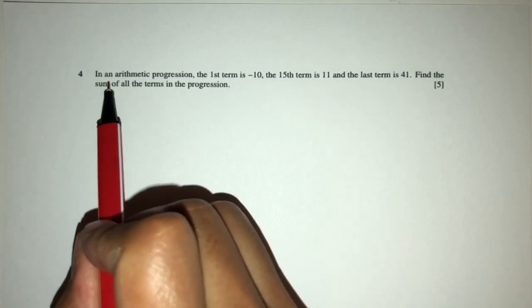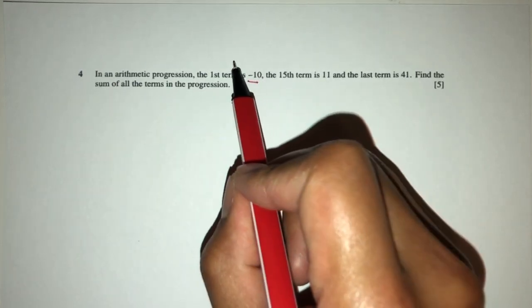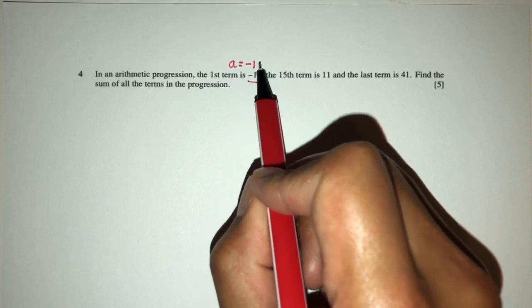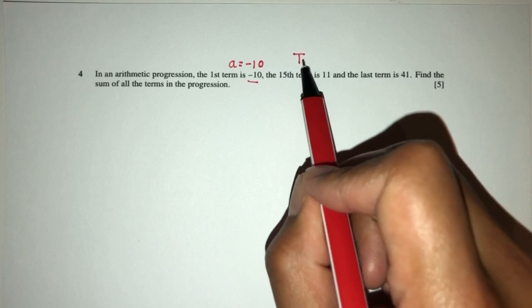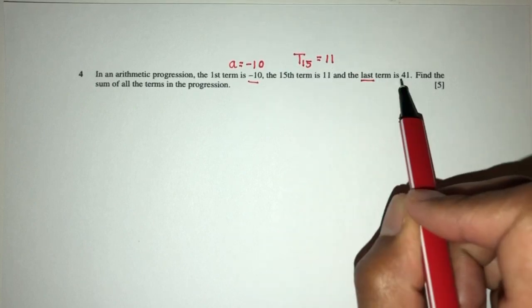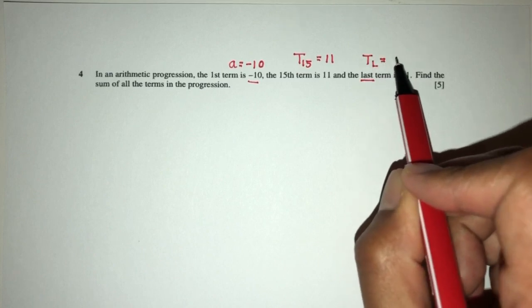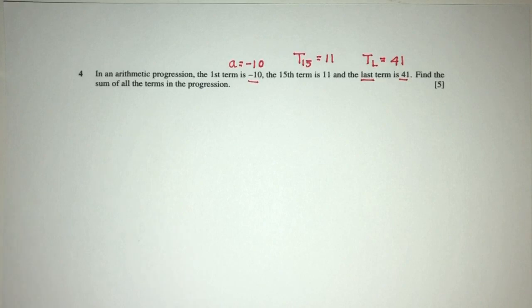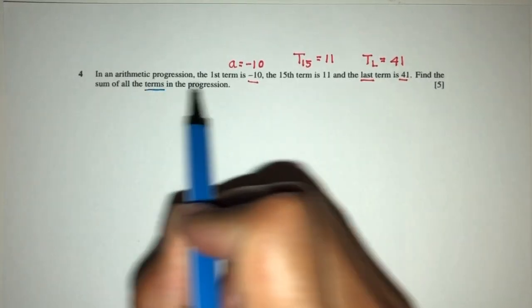So here we have an arithmetic progression. The first term is minus 10, so a will be the value of minus 10. Now the 15th term is 11, so the 15th term has to be 11, and the last term is 41. Again, we don't know the last term's position, so T of L will be 41. Now the question is, find the sum of all the terms in the progression.